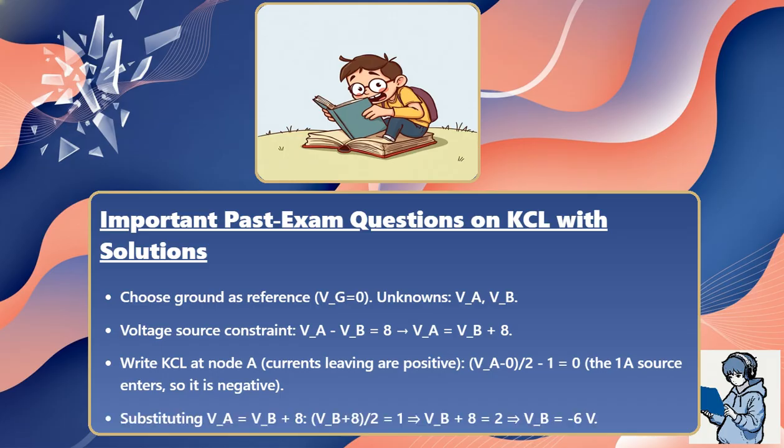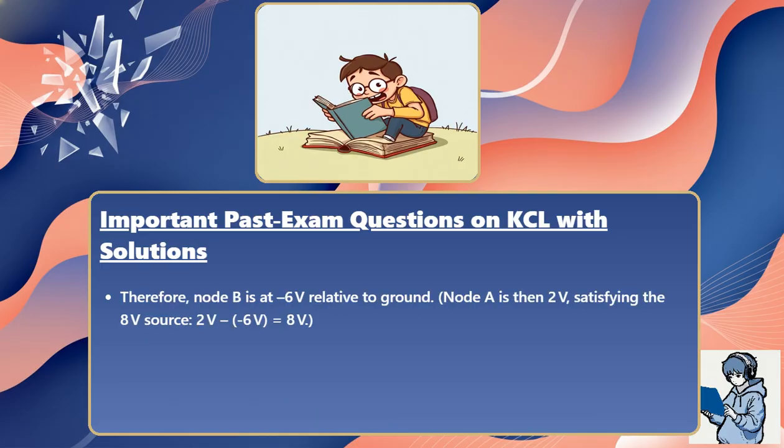Substituting V_A equals V_B plus 8: (V_B plus 8) divided by 2 equals 1, which implies V_B plus 8 equals 2. Therefore, V_B equals negative 6 volts. Therefore, node B is at negative 6 volts relative to ground. Node A is then 2 volts, satisfying the 8-volt source: 2 volts minus negative 6 volts equals 8 volts.